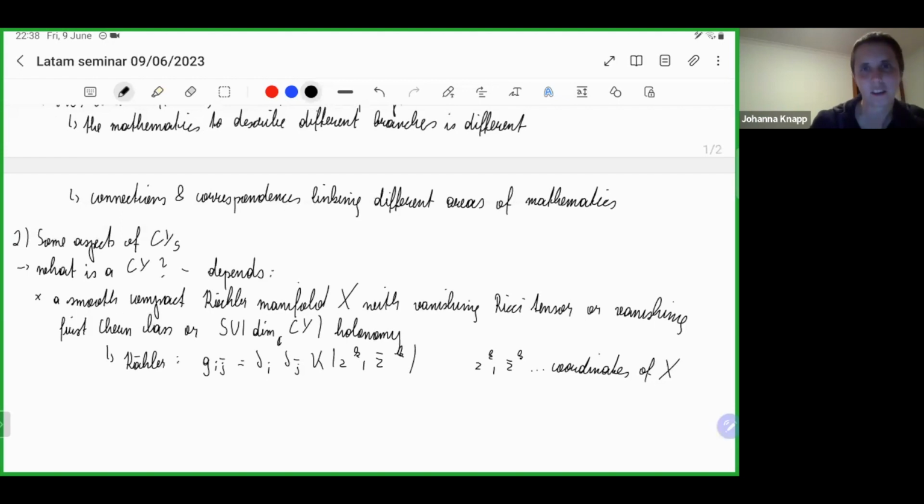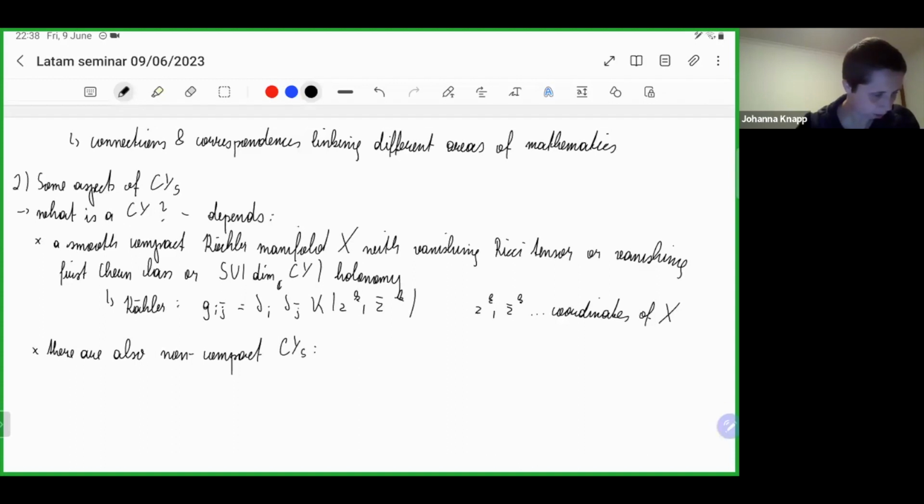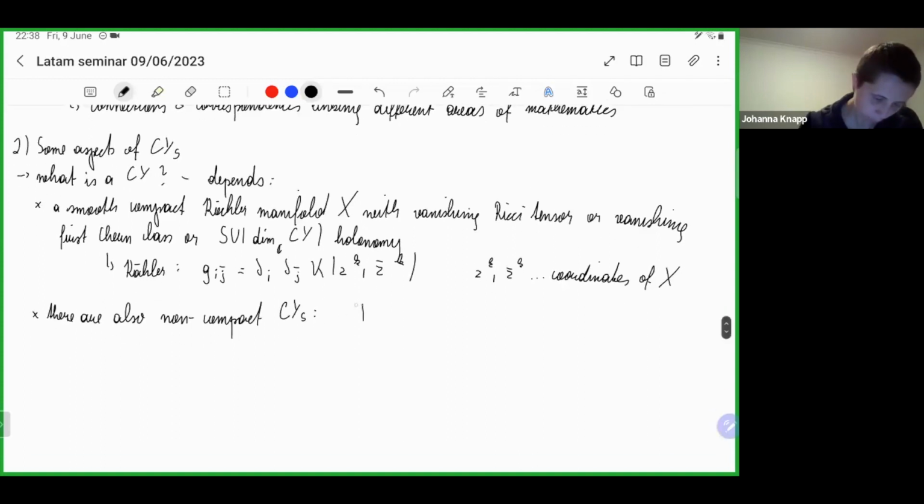I've already put on a few constraints here that, especially in a physics context, when we talk about Calabi-Yaus, are relaxed, and this is the smooth and the compact. Even though it will not play much of a role in the rest of the talk, there are also non-compact Calabi-Yaus.